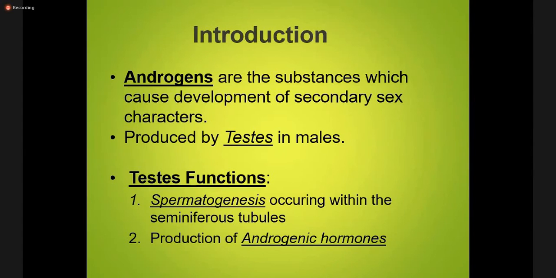What are androgens? Androgens are substances which cause the development of secondary sex characters. Androgens are produced by the testes in males, and the main function of the testes in males is first to cause spermatogenesis, which is done in the seminiferous tubules, and the second is androgenic hormones. So this is how these androgenic hormones are produced from the testes in males, because they are mainly male hormones. So we will discuss this more in the male background.